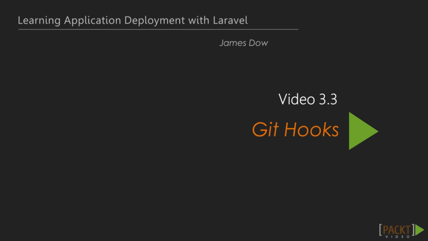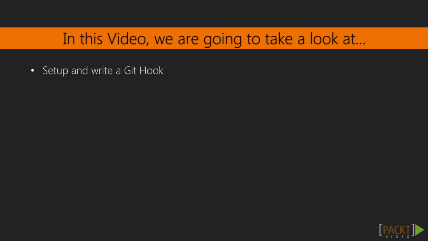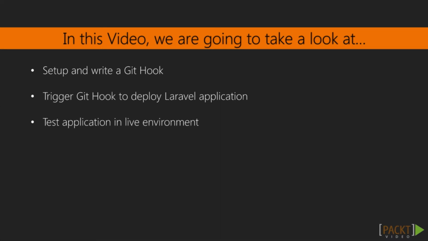Great to have you back! This video is titled Git Hooks. Previously, we learned how to use SSH within the terminal to deploy your application. In this video, we'll learn to leverage Git to listen for an event we specified that will trigger deployment. We'll learn how to set up a Git hook, how to trigger it, and deploy our Laravel application. Then finally, like always, we'll want to test it to make sure it's running properly.